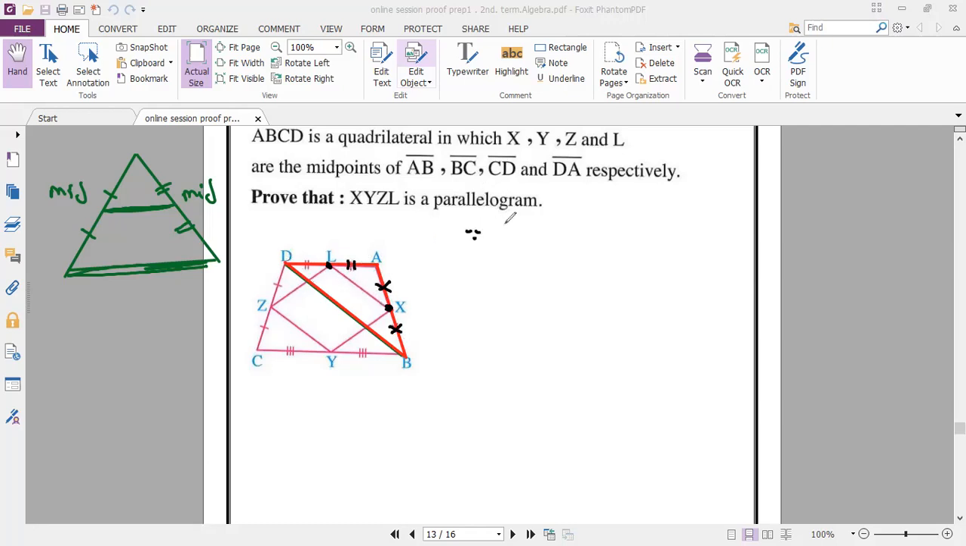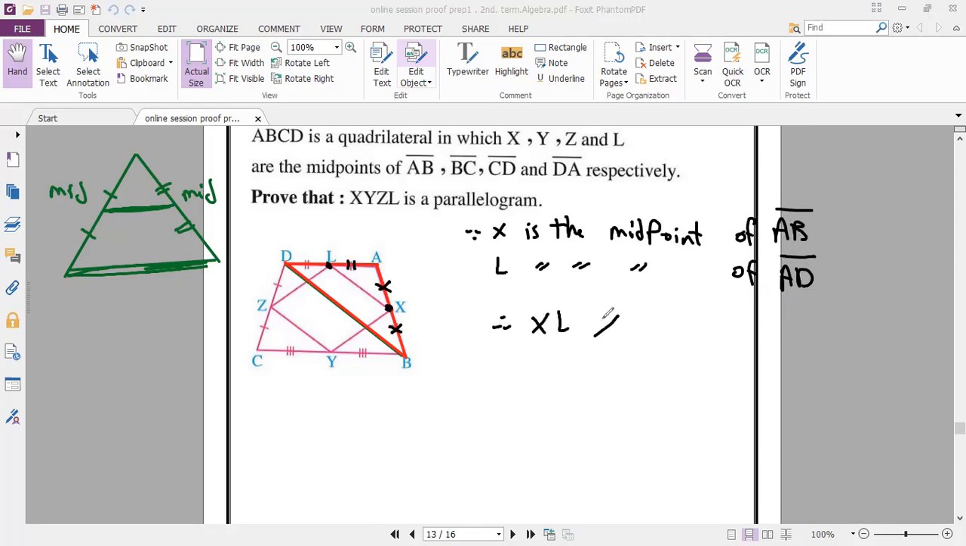So I'm going to write, since X is the midpoint of AB, and L is the midpoint of AD, then XL is parallel to BD, and XL equals half BD. Okay, let's have a look at the other triangle. Here we have the triangle BDC, this triangle here.